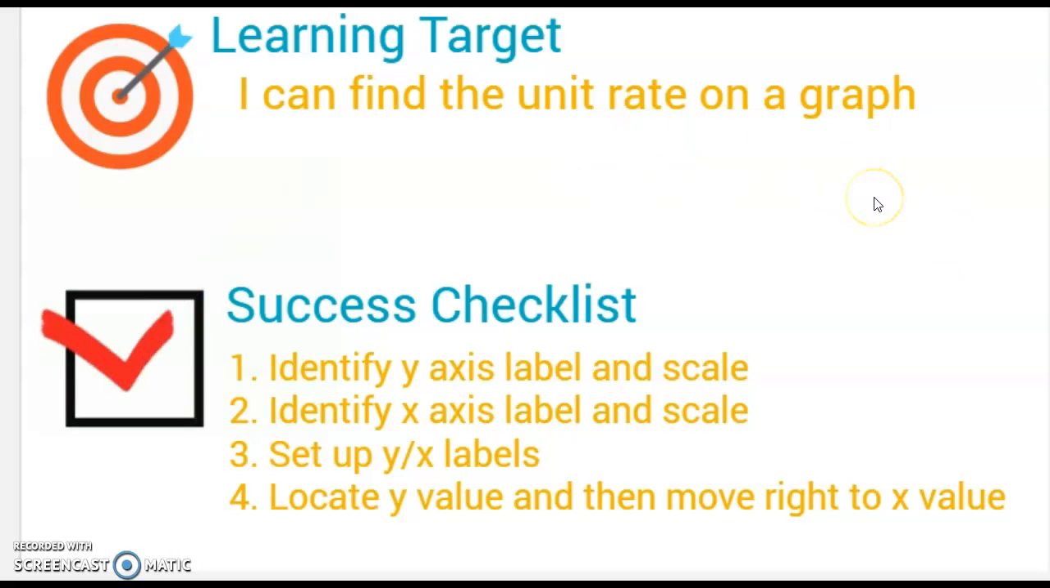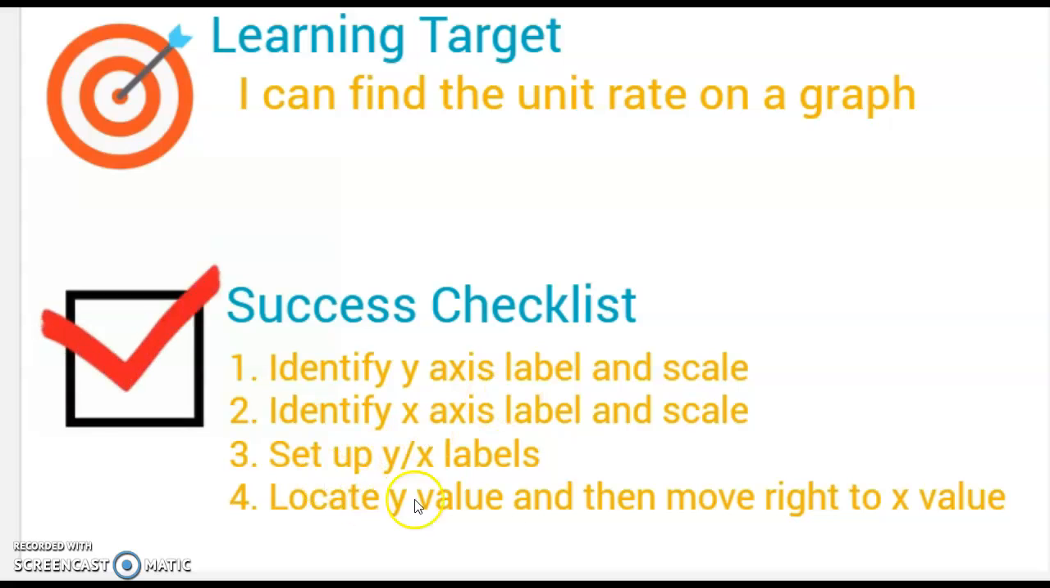Your learning target for today is to find the unit rate on a graph. Okay, and your checklist is to identify the y-axis label, right? So the title of the y-axis, and to look at what your scale is counting by. Your step 2 will be to look at your x-axis label and the scale of what that one is counting by. Step 3 is to set up your y over x labels. So I want you just to set up what the titles are, as a fraction.